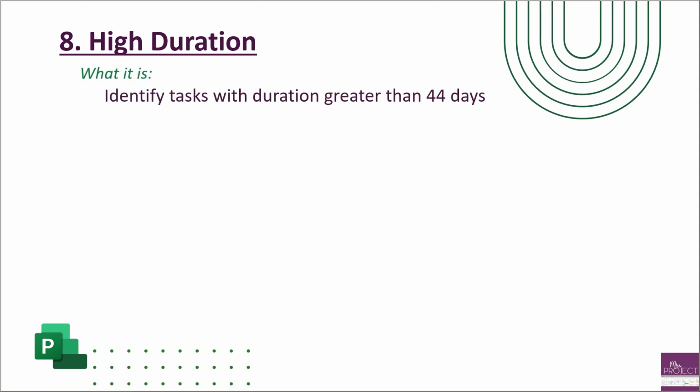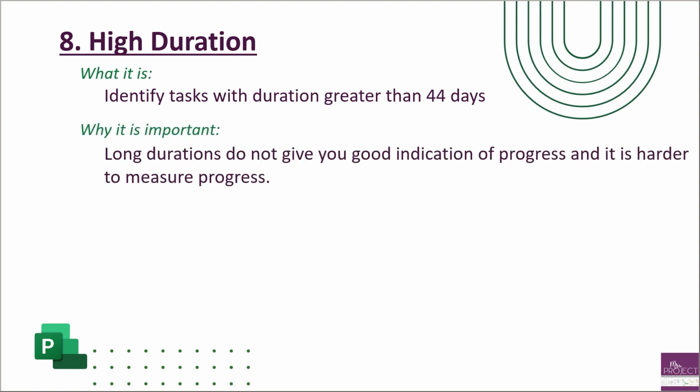So a recap on high duration. You're identifying all those tasks that have a duration that is greater than 44 days, which is that 2 months. And why is this important? Because long durations don't give you a good indication of progress, and it's harder to measure progress on those big tasks. So you want to break them down. What field do you use to calculate this? You're going to be looking at your duration field.